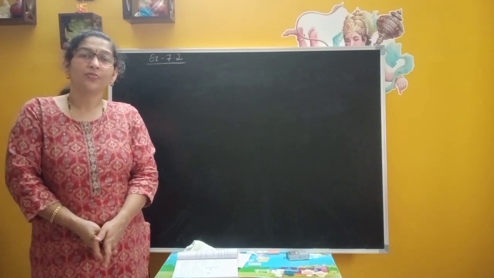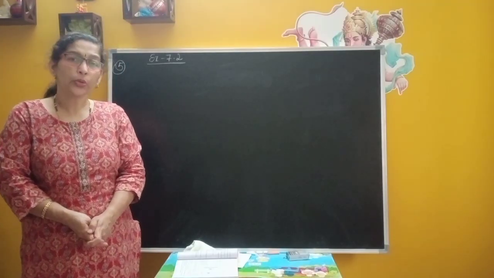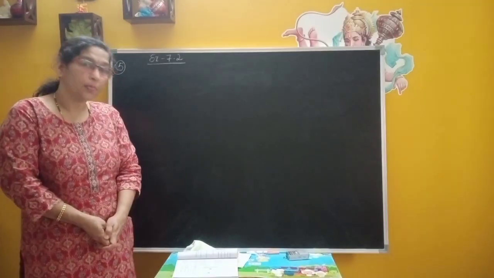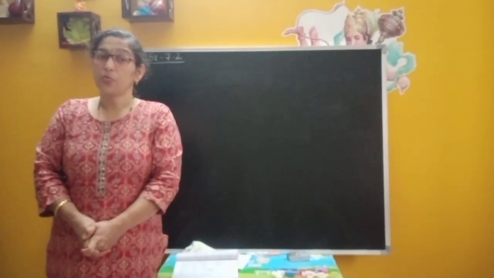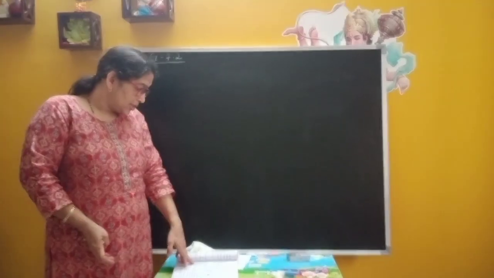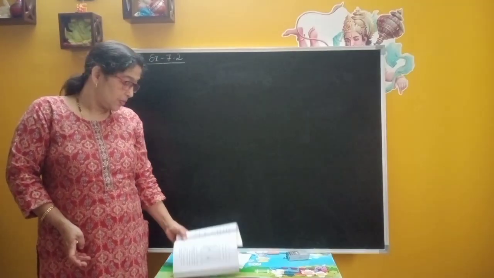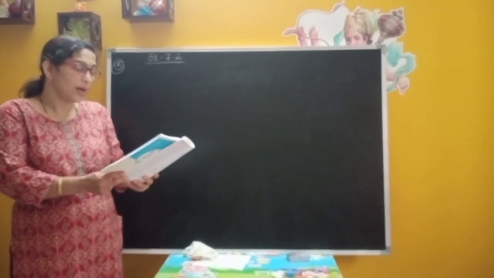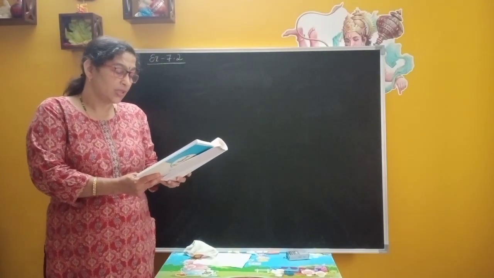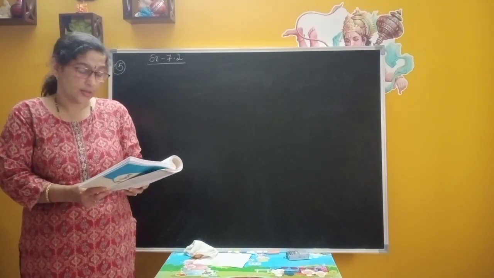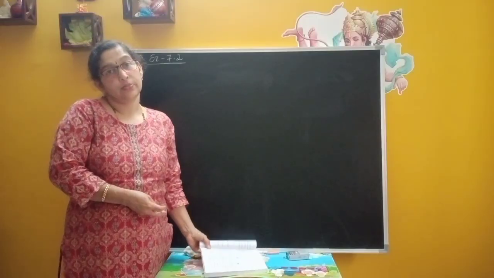In today's class, we shall discuss some more important problems from exercise 7.2. We start with problem number 5. These problems are based on the section formula. The fifth sum in exercise 7.2 is: find the ratio in which the line segment joining A(1, -5) and B(-4, 5) is divided by the x-axis. Also find the coordinates of the point of division.